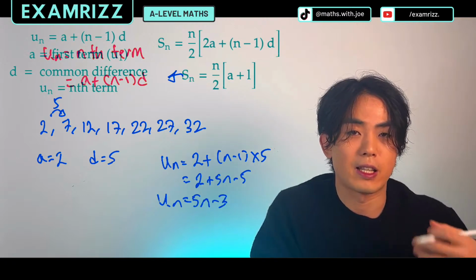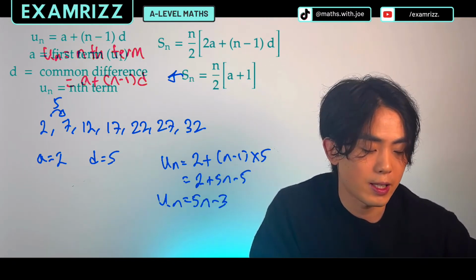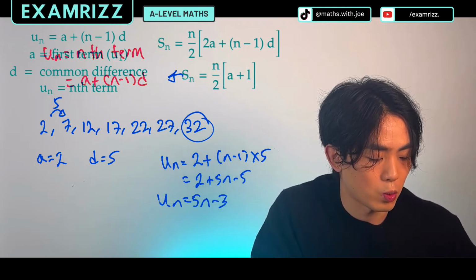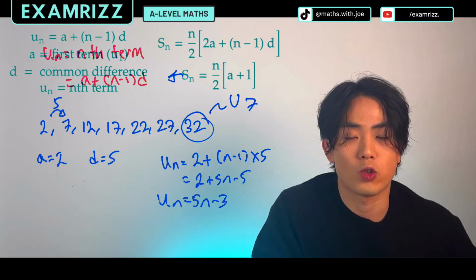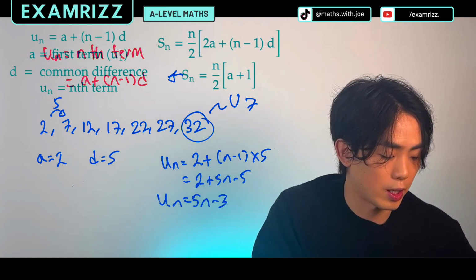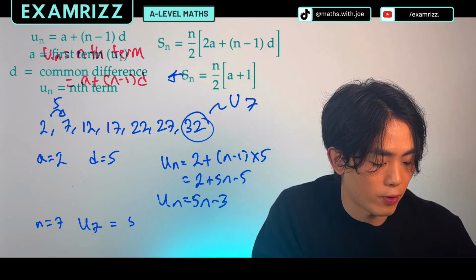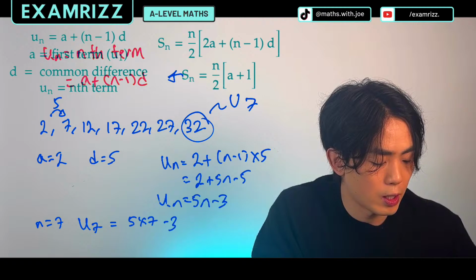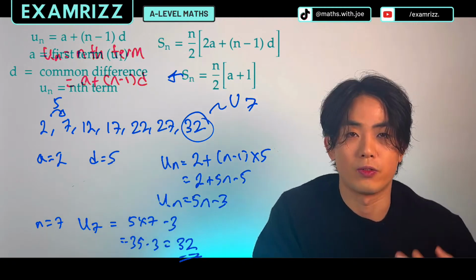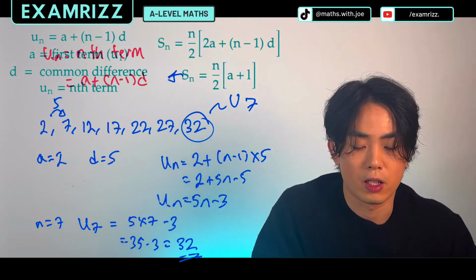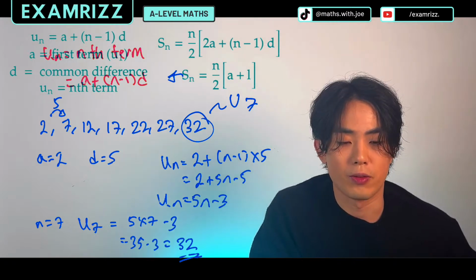As I said, this allows us to find any term within the arithmetic series. So we can look at an example. If you look at this term here, this was 1, 2, 3, 4, 5, 6, so this is the 7th term, U7. Let's make sure that our nth term formula works. If n is 7, we just have to plug it in. It's going to be 5 times 7 minus 3, 35 minus 3, which is 32. And yes, we get the same value of 32, so we know our nth term formula is correct. Okay, so that's the nth term formula.